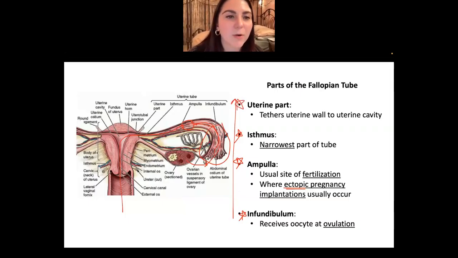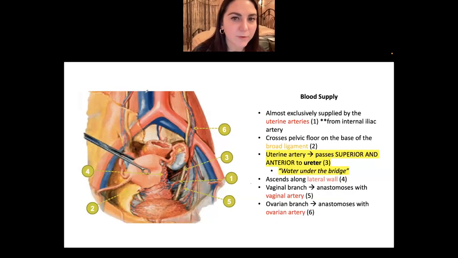This is what's going to basically tether the fallopian tubes to the uterine cavity. Okay, but the three main are the infundibulum, ampulla, and isthmus. Ampulla is important for fertilization as well as ectopic pregnancy location. Infundibulum grabs the egg. Isthmus is just the narrowest part. And all of these combine to make your fallopian tube. Another name for it, which you can see, is the uterine tube. So if you see that, it's the same thing. Okay.